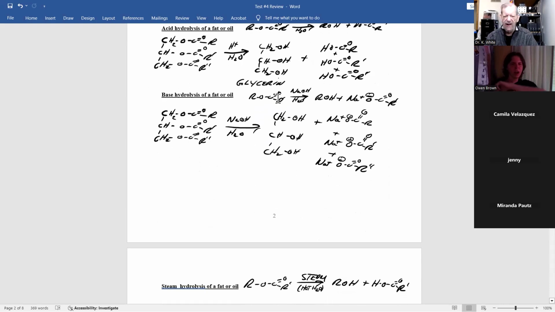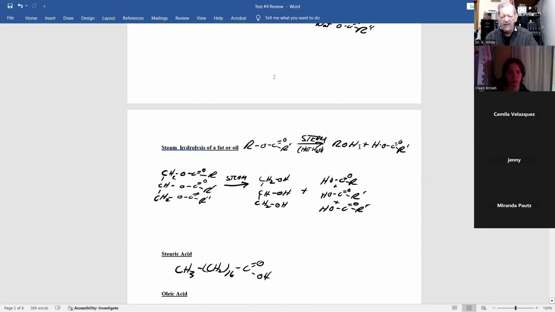For base hydrolysis, base and ester, you get back the alcohol plus the carboxylate anion of the carboxylic acid you would have used to make that ester. You have three esters, you get glycerin, and each ester gives the different carboxylate anion.